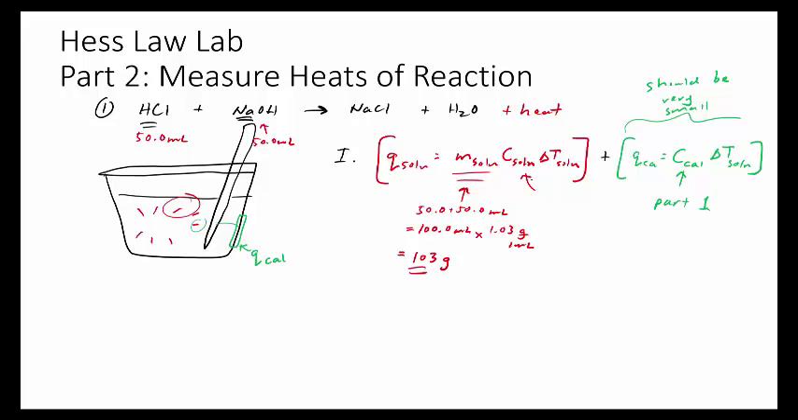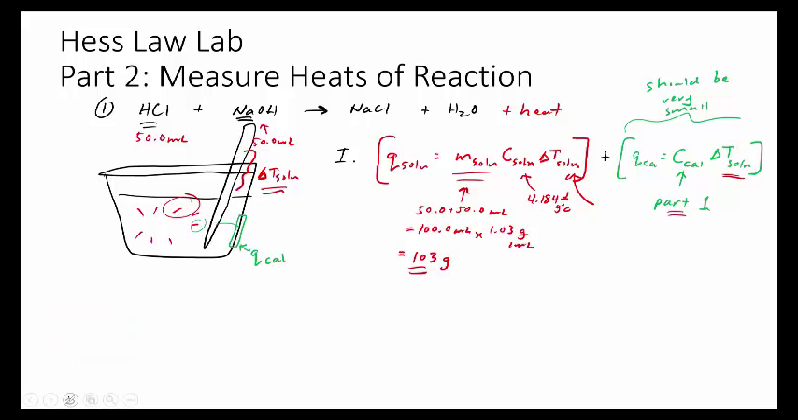Okay, it also says to assume that the specific heat is the same as water, so we're going to use 4.184 joules per gram times Celsius. And delta T is what we get from the actual thermometer reading. So this will be our delta T, the heat of solution here. And this number will be the same number we plug in here, and again, this is what we get from part one.